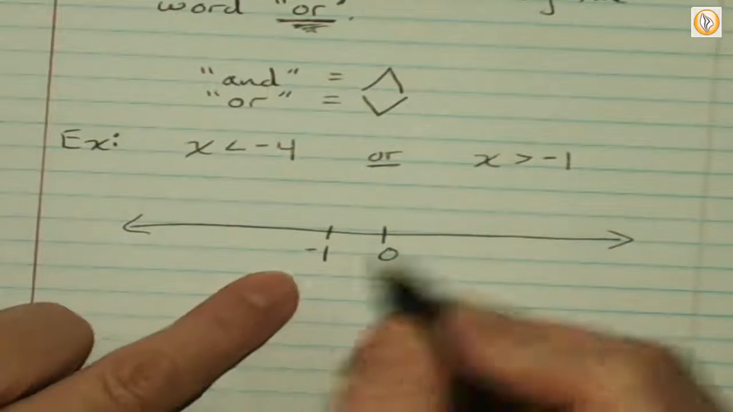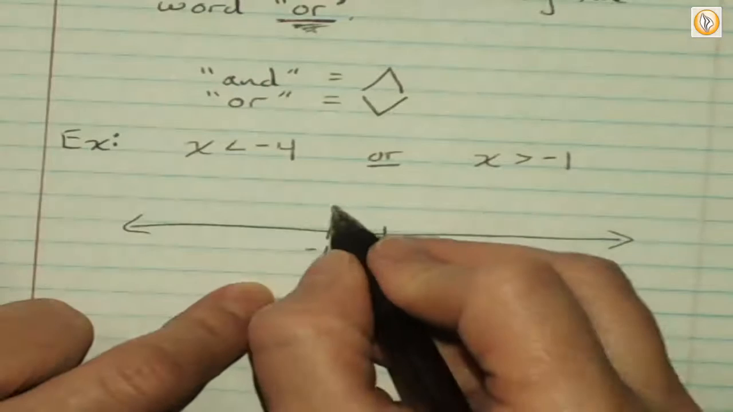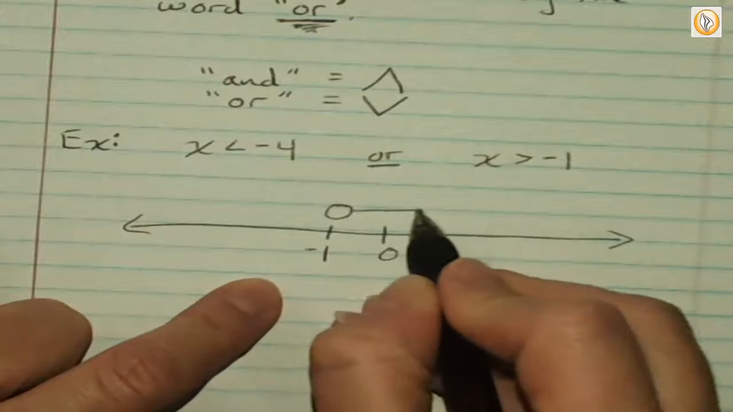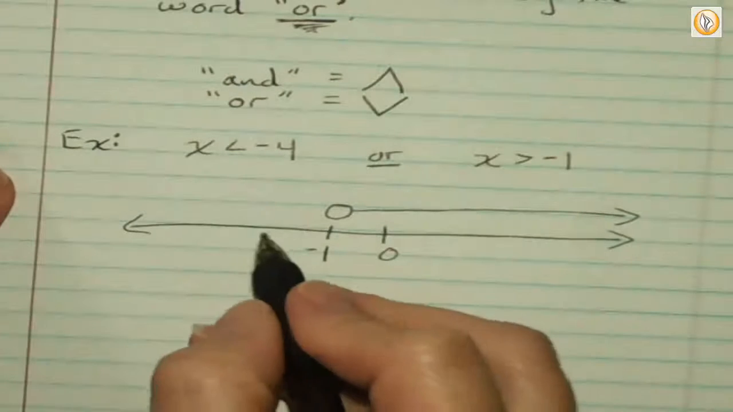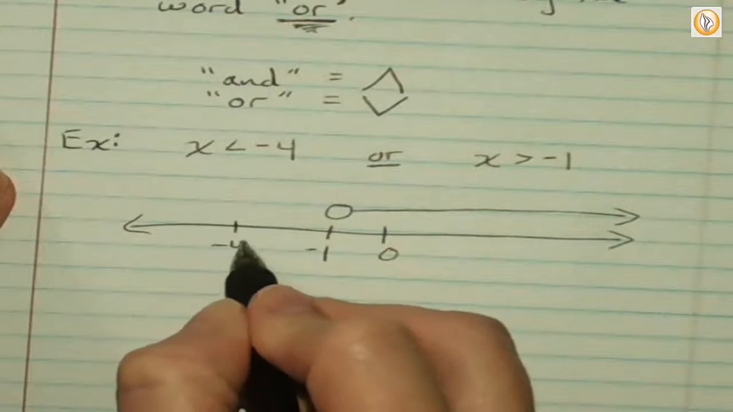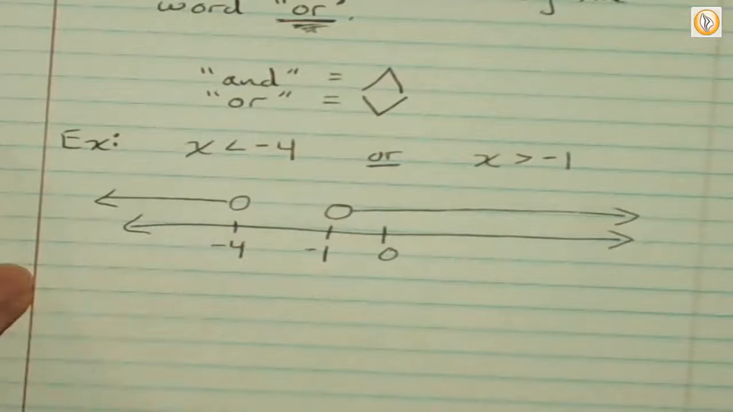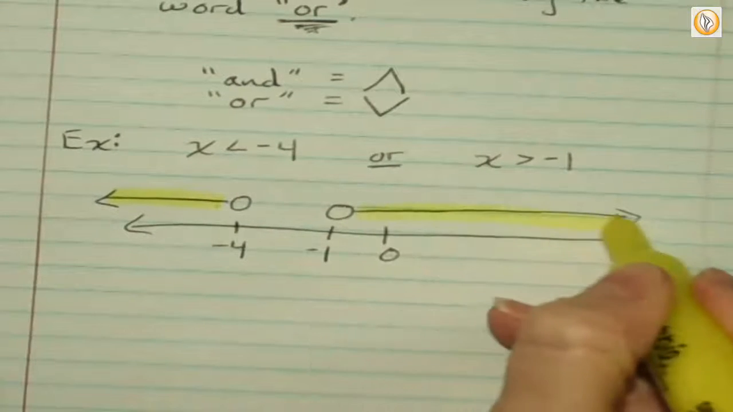So for this one, I'm going to start with the -1. X is greater than -1. So we have an open circle because it's just greater than, not equal to. This one says X is less than -4. So the area that is basically your answer is this area and this area.